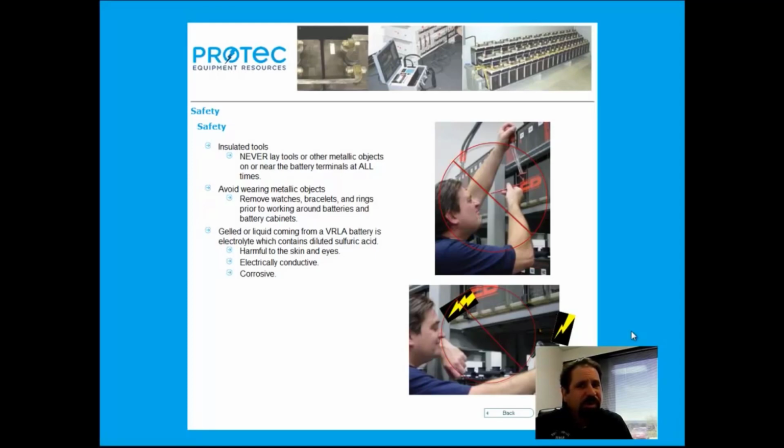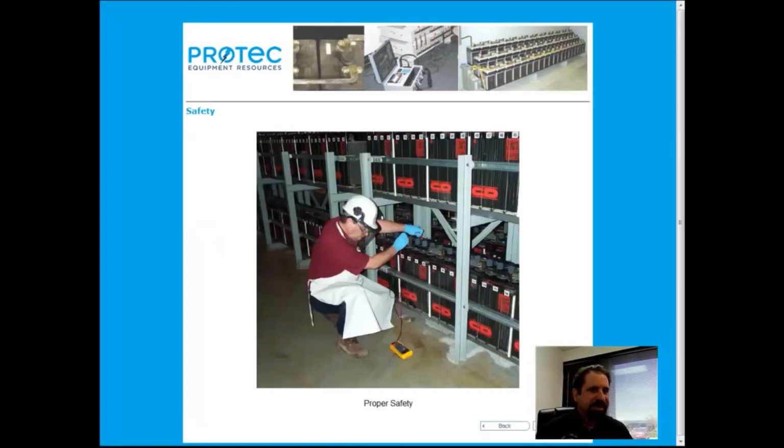Gelled or liquid coming from a valve-regulated lead-acid battery is electrolyte, which contains diluted sulfuric acid. This can be harmful to the skin and eyes. It is electrically conductive and it is corrosive. Here we basically see a picture of a well-executed, safe environment. We see protective face shield being worn, protective apron for any type of acid spills, rubber gloves being utilized. We see that the battery rack is in a nice, clean manner, good, secure struts, support mechanisms.